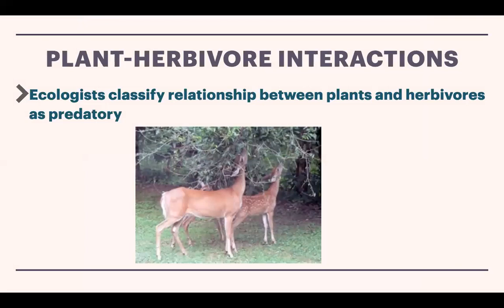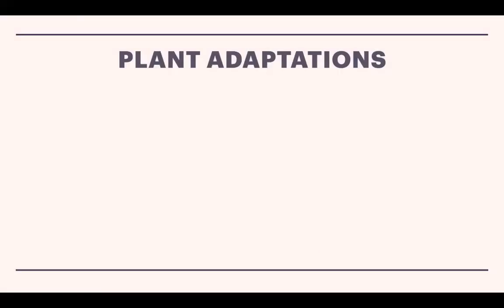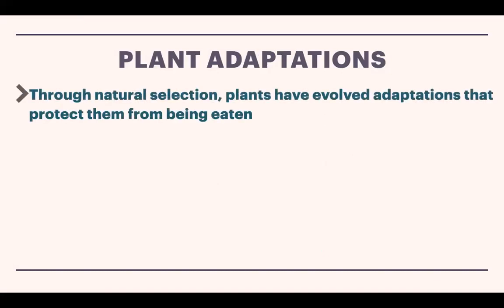Okay, the last part about predation. You probably don't necessarily think about herbivores as being predators, but they are because they prey on plants. So there is a predator-prey relationship between plants and herbivores. So plants are going to have to evolve to protect them from being eaten.